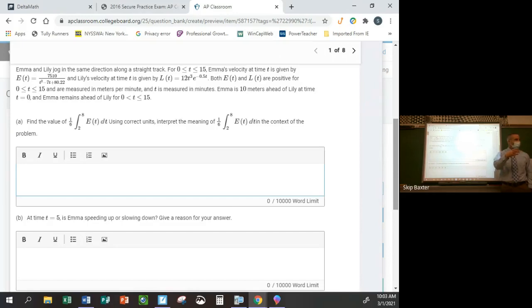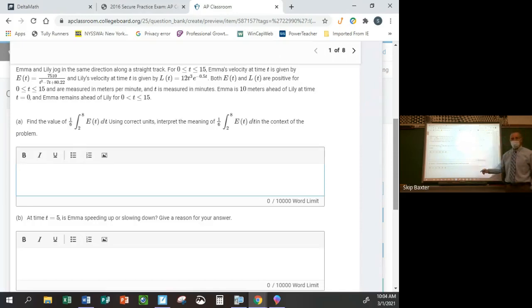Average value of what? If E of t is her velocity, this is the average value formula of that function. So this is Emma's average velocity, and the units would be meters per minute, right? Between t equals 2 and t equals 8. Agreed? So this is just what we did last time.